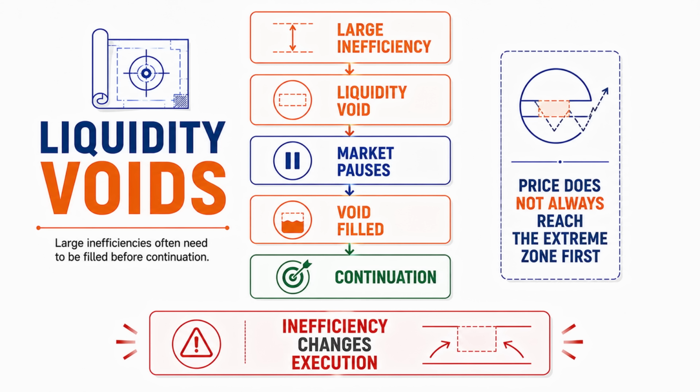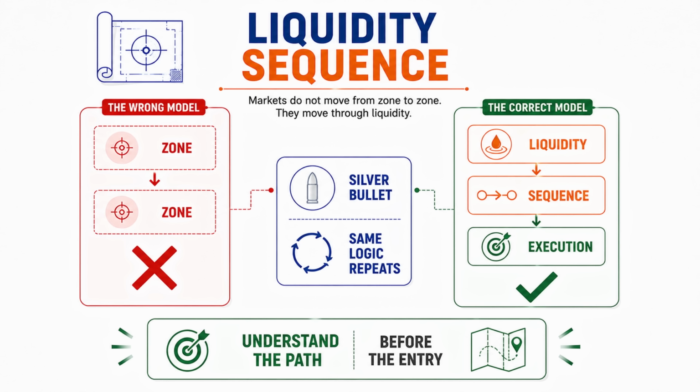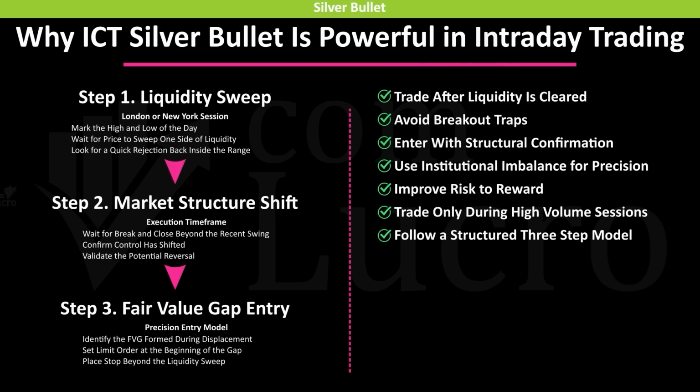As a result, the market often pauses to fill those voids before continuing. This behavior highlights an important principle. Markets do not simply move from zone to zone, they move through liquidity sequences. And when we understand that sequence, execution becomes far more precise. This same logic is structured and repeated every day in specific intraday models, such as the silver bullet.